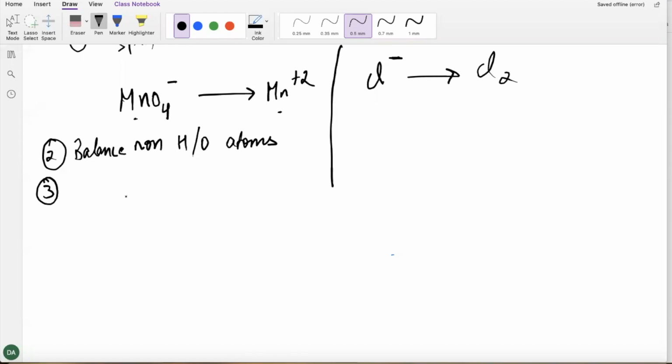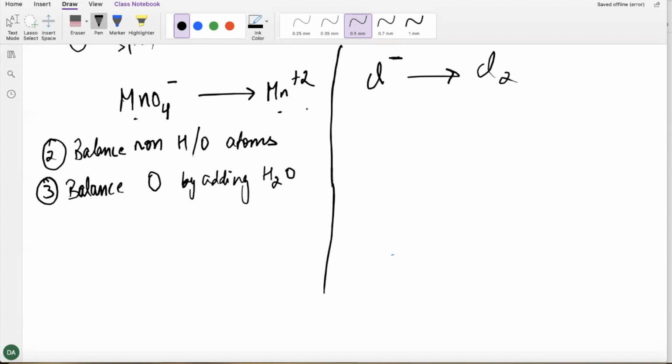And you're going to go to our third step, which is to balance oxygen by adding H2O. Now guys, look at that reaction again. MnO4 -1 giving you manganese +2. Guys, how many oxygens do you have on the left-hand side? 4. On the left-hand side, we have 4. On the right-hand side, how many do we have? 0. We have no oxygen. So do you think there's any way to balance this without adding something else? No, right? There's no oxygen on the right-hand side.